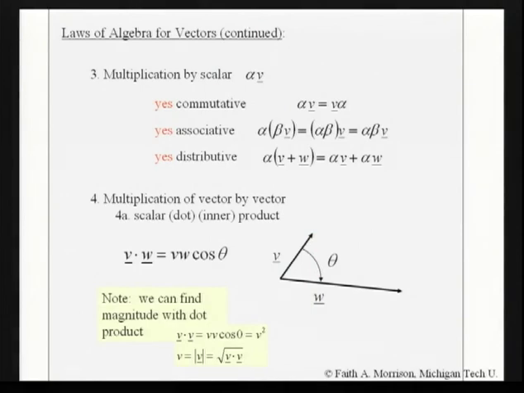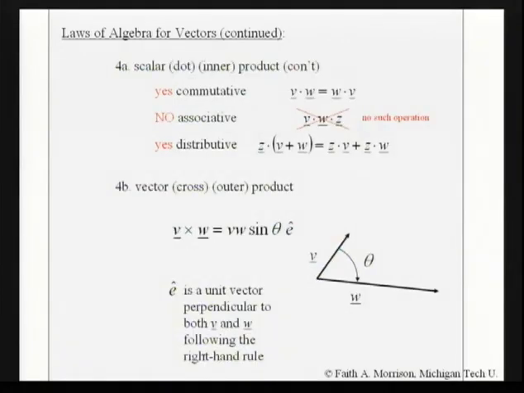We can use the dot product to get a magnitude. So here, if we dot two vectors together, we get the square of the magnitude. If we then take the square root of that, we get the magnitude of the vector. Okay, so this dot product here gives us the square of the magnitude. The square root gives us the magnitude there. We'll use that plenty of times.